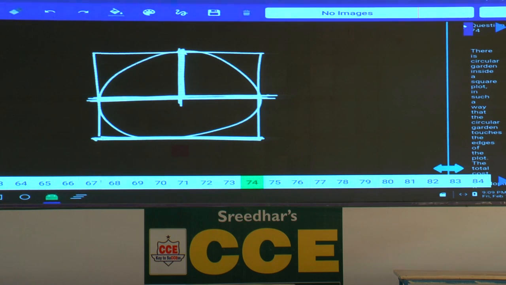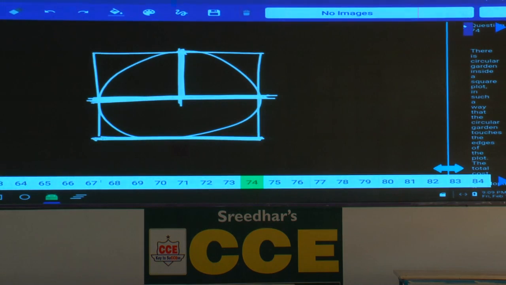But now this is about diameter. If radius is 7, diameter must be 14. The diameter of this circle should be equal to the side of the square. If diameter is 14, then the square area, do you have 196 in the options? That can be your answer, just hold it.